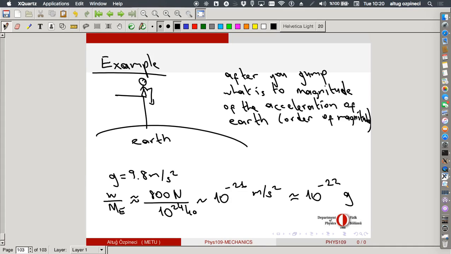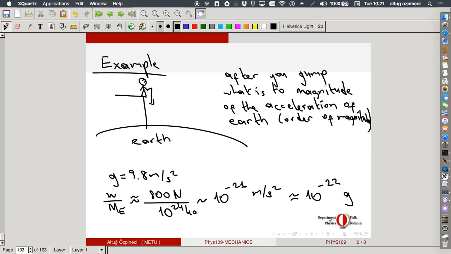Since you are accelerating by 9.8 meters per second squared, there should be a force acting on you, which is your mass times your acceleration. The Earth is exerting this force. But Newton's third law tells us that you are also exerting exactly the same amount of force on Earth. So Earth is exerting like 800 newtons on you. You are exerting 800 newtons on Earth.